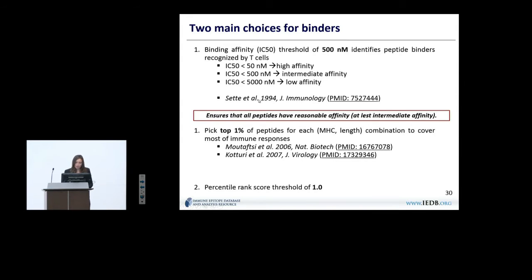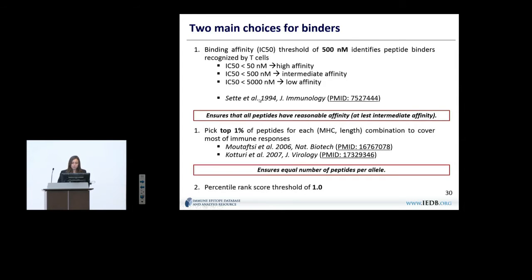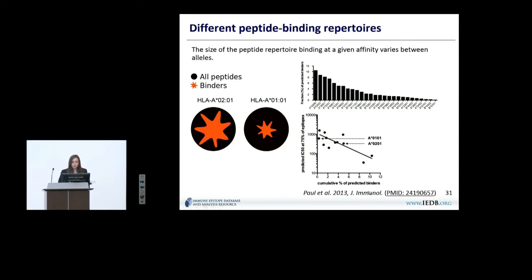Another way to pick your potential binders or potential epitopes would be to choose the top 1% of the best predicted peptides for each MHC and length combination. That would cover most of the immune responses, and in this case you would ensure that you get an equal number of peptides per allele. The third option, which is not exactly the same as just taking the top 1%, as it might seem, is to use a percentile rank score as a threshold. In this case we suggest you take peptides with a percentile rank score lower than 1. So there are several things to consider, and it always depends on your problem and on how many peptides you want to choose, or could choose.